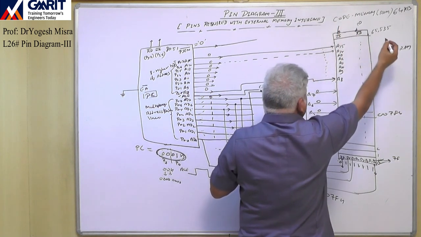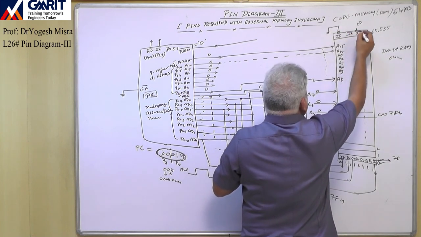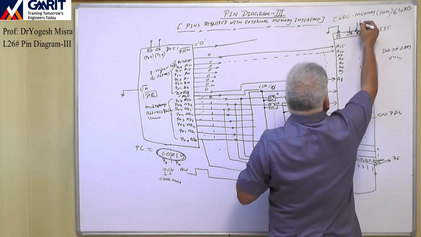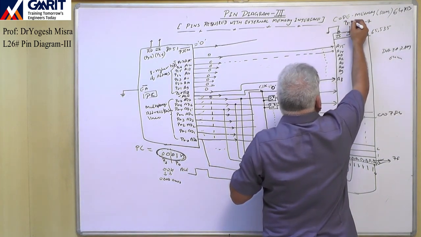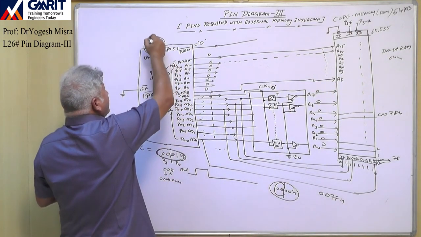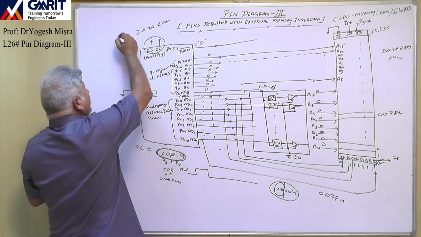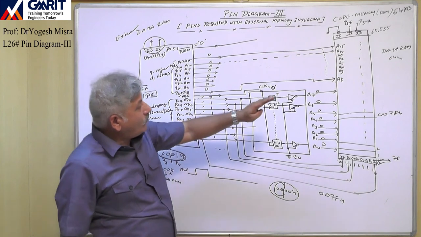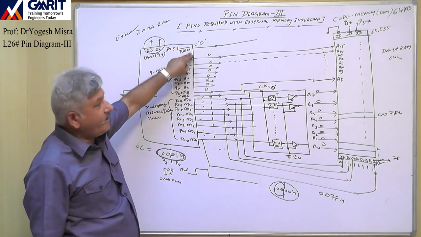suppose a 64 KB data RAM is there. The CS bar we will connect to ground, and there are two signals, read bar and write bar. In this case, read bar is connected to port 3 pin number 7 and write bar is connected to port 3 pin number 6. These signals are connected to the external data RAM. When we are using code memory, there is no need to use these signals, only PSEN bar is required.